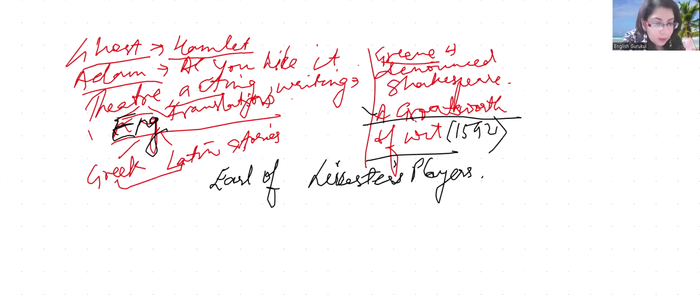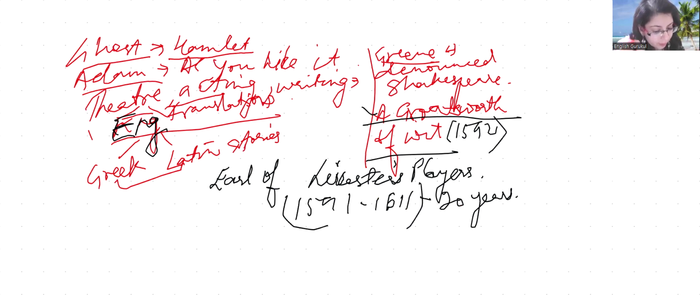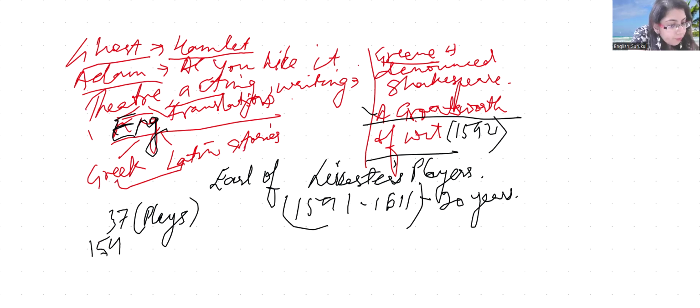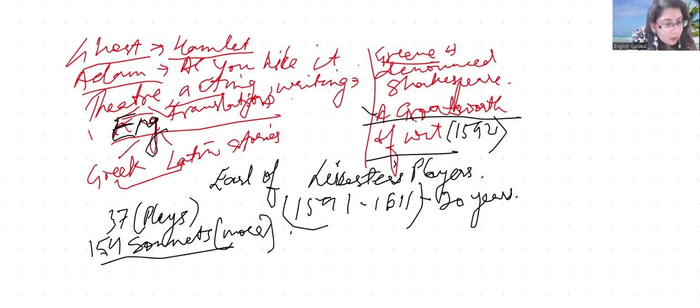So from 1591 to 1611, that makes 20 years, he wrote plays. During this period, he wrote 37 plays. Now important things are coming up, so please keep this in mind: he wrote 37 plays and more than 154 sonnets.